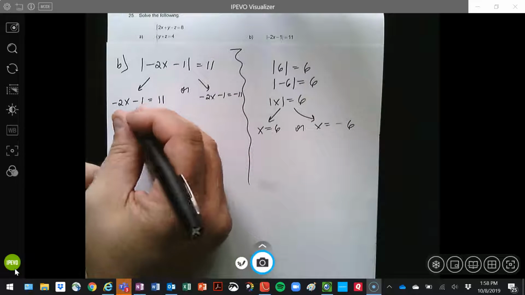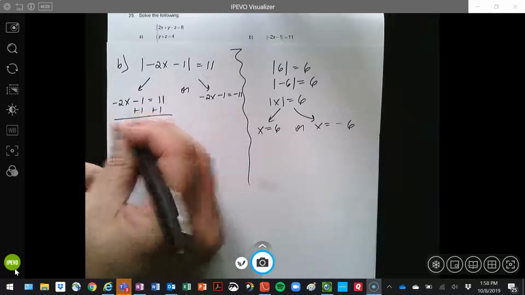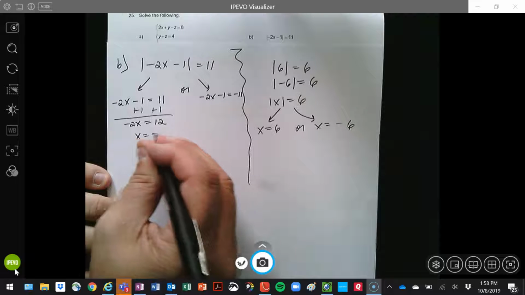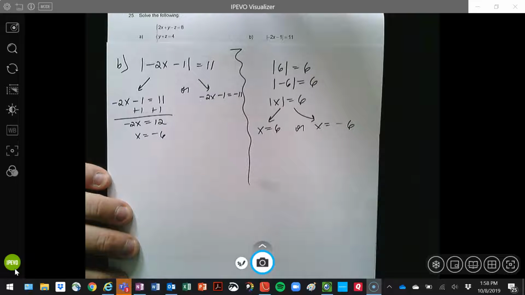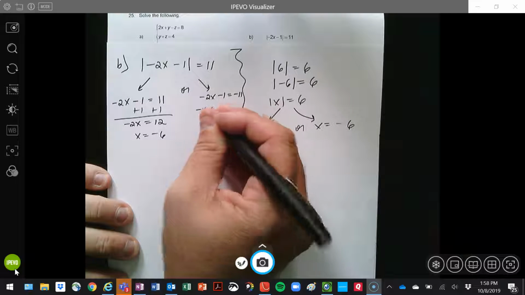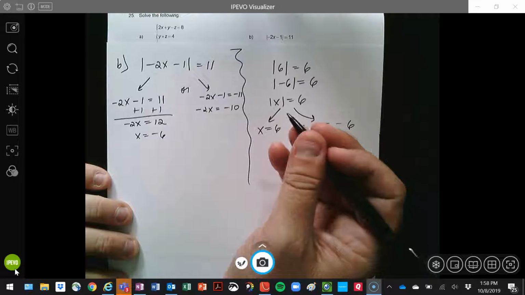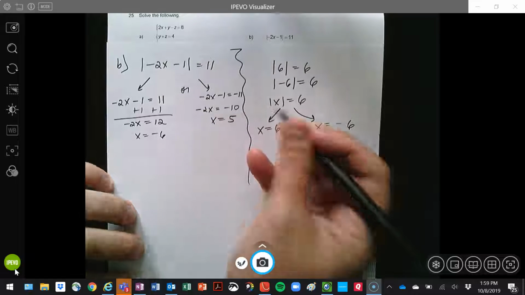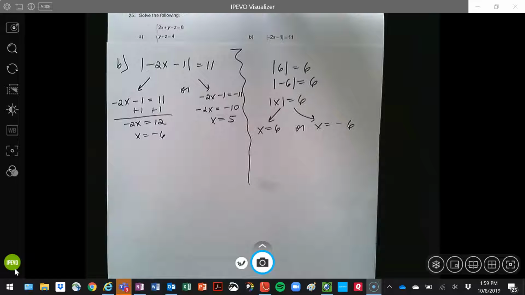So we're going to solve each equation. Add 1 to both sides: negative 2x equals 12. Divide both sides by negative 2, you get x equals negative 6. In this case, you add 1 to both sides, and you get that negative 2x equals negative 10. Divide both sides by negative 2, and you get that x is equal to 5.